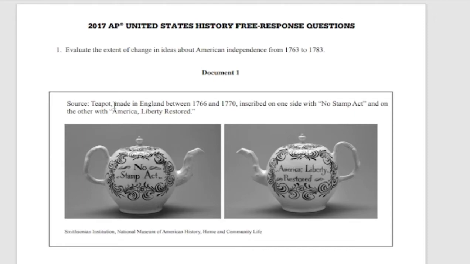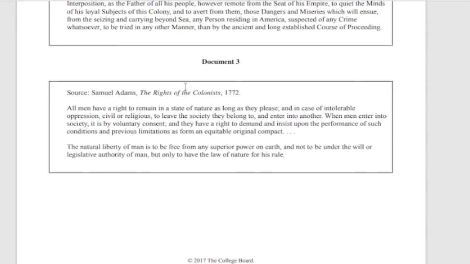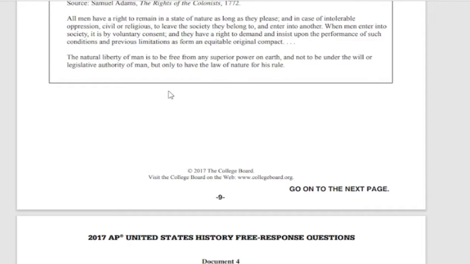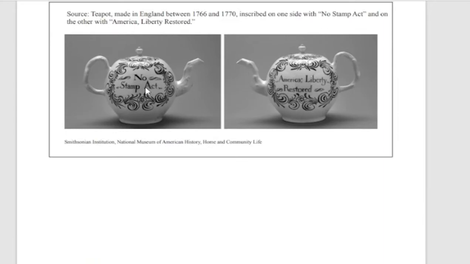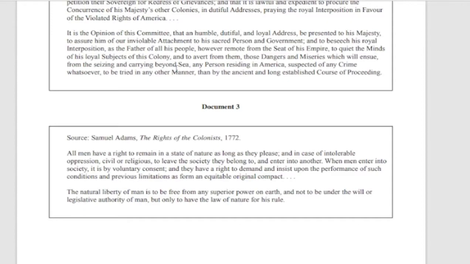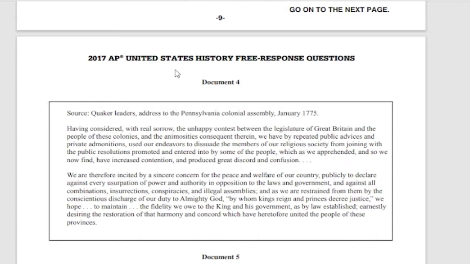So, the extent of the change in ideas about American independence from 1763 to 1783. Well, kind of scanning the documents, going back over them, it would seem that the early documents, in the 1760s before the actual Revolutionary War broke out, everybody was pretty much in favor of it. There was a little bit of confusion during the Revolution, like these Quakers weren't super happy about it.